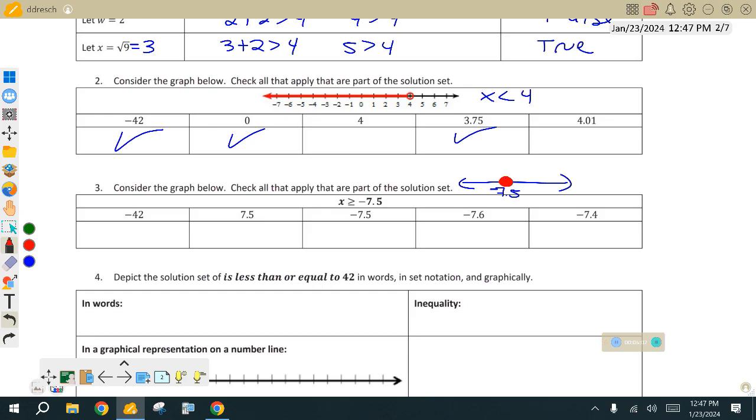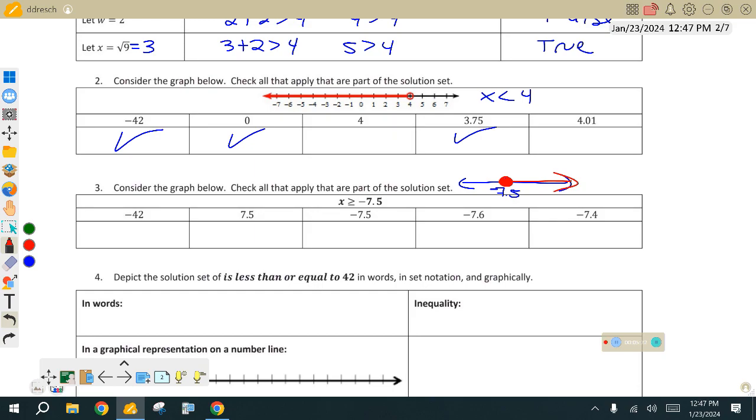And then we went greater than 7.5. We went numbers greater than negative 7.5. Greater than negative 7.5 goes to the right. Now, as we look here, you've got to know where you are in relation to negative 7.5.